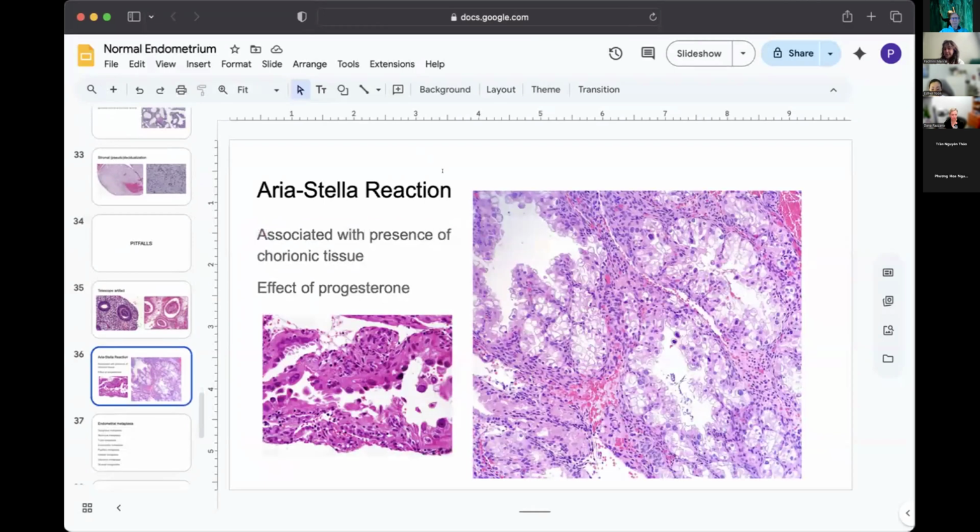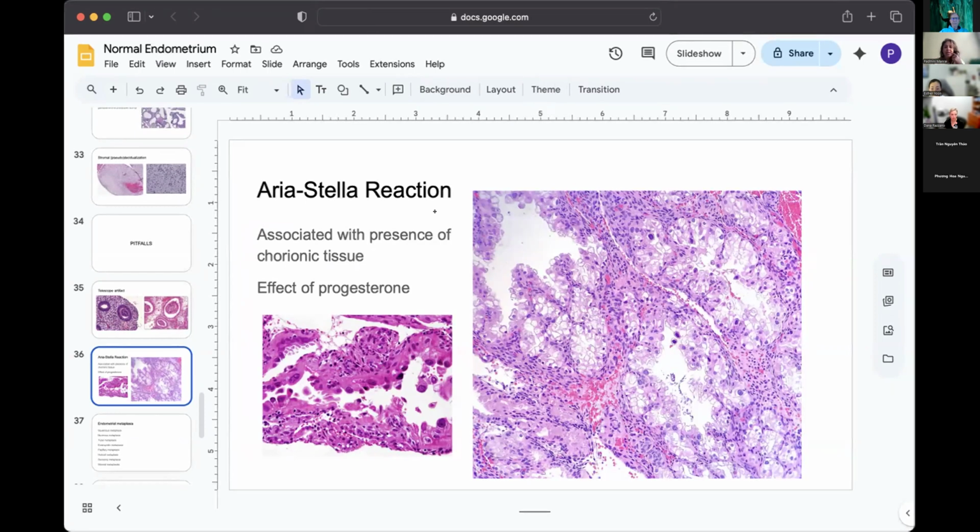The Arias-Stella reaction is another pitfall. Especially as a first year, if I were to look at this, I would jump straight to cancer because it's very worrisome. The glands are so crowded, and they're forming these pseudopapillary structures, and the nuclei look really bizarre and atypical. These are all features that we think about when we think about cancer.